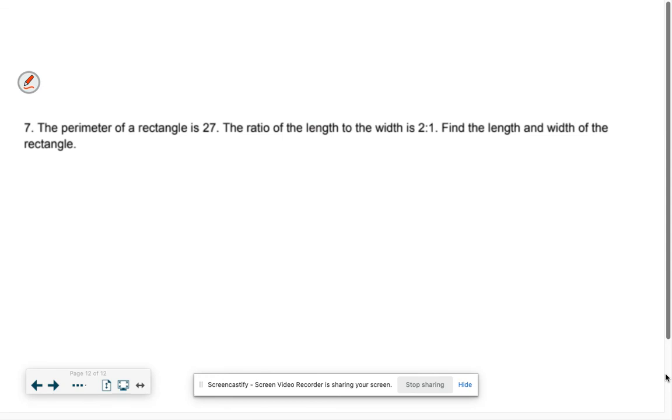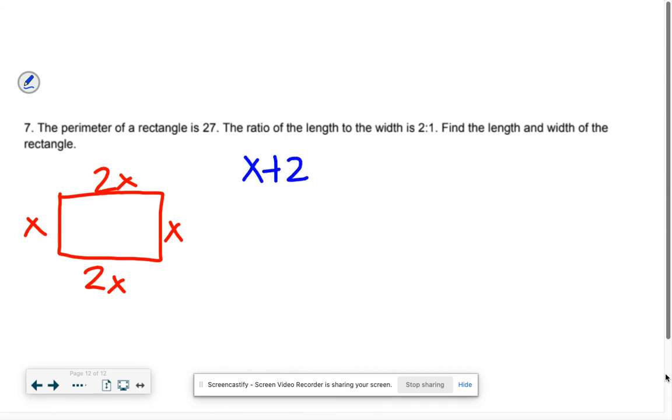Number 25. Perimeter problem, so let's give ourselves a rectangle to start with. We know the perimeter is 27. The ratio of the length to width is 2 to 1. What would the top be? 2x. And our left side would be another 1x. And together, what do they have to all add to? 27. So x equals 27 divided by 6. Yeah, we'll get a decimal. That's okay. I know we don't really like those, but it's all right.